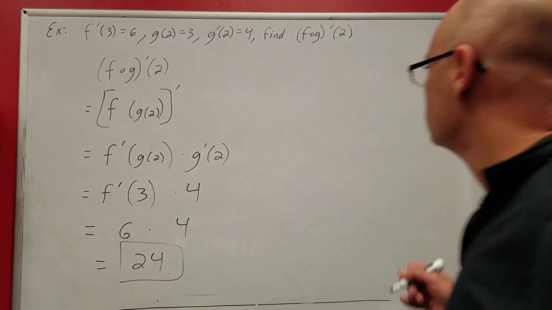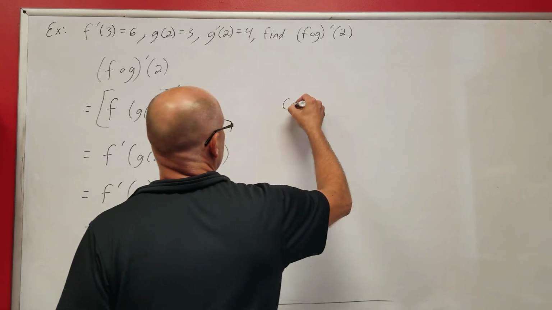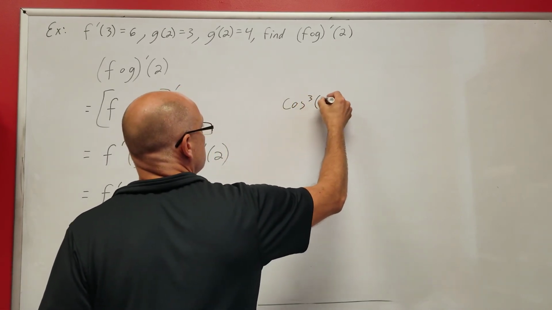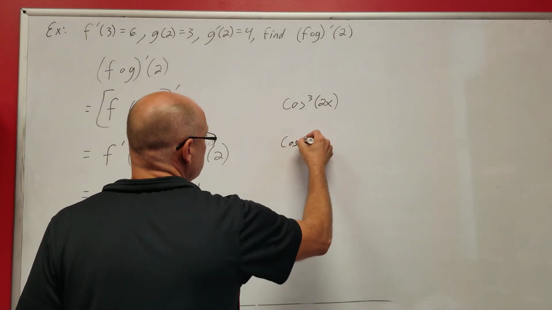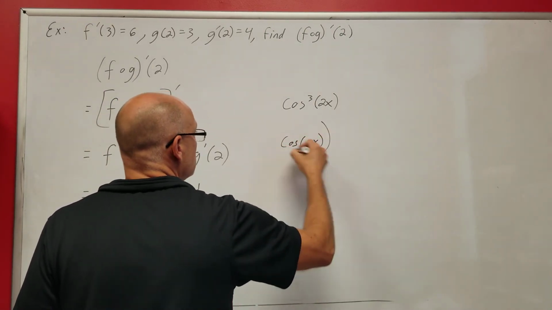Oh, real quick, keep in mind, if you want to enter something like this in Wiley, you're going to have to enter the cosine of 2x quantity cubed, okay?